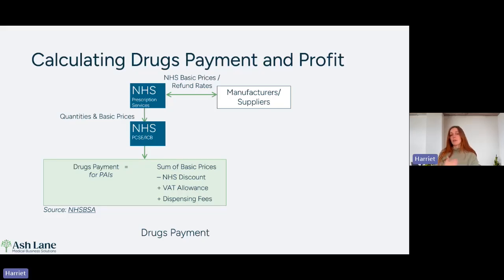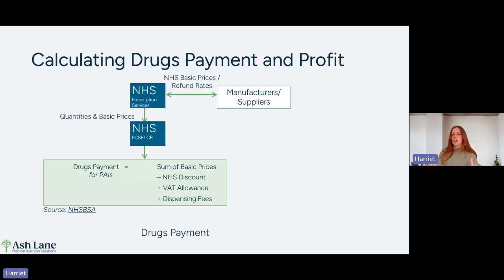Then VAT allowance is added back. That's 20% of your basic price less your discount. And then a dispensing fee is also added back. This is determined by the number of scripts that the GP is claiming in that month. It can be between around £2 and £2.40, but that number does change every 6 months. So it will be changing again in October what the parameters of those dispensing fees are. So that's how you calculate the drugs payment itself.